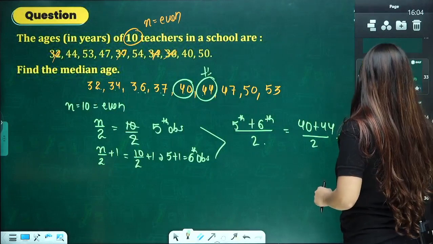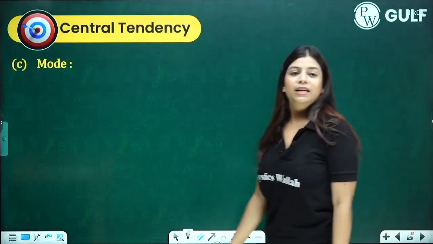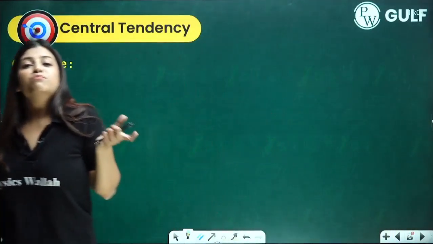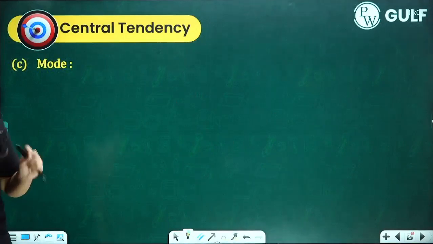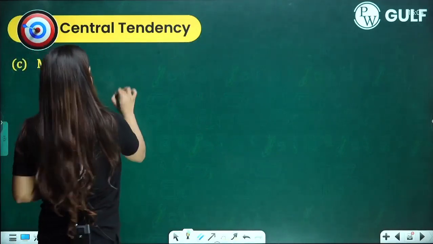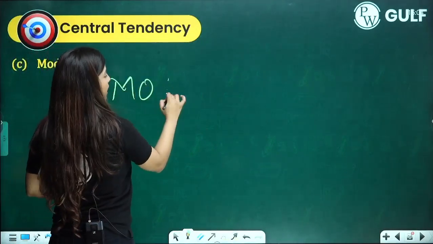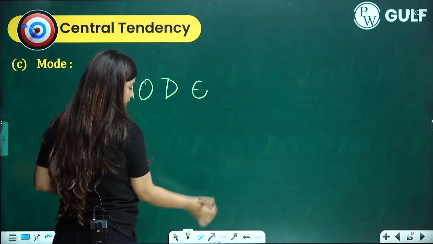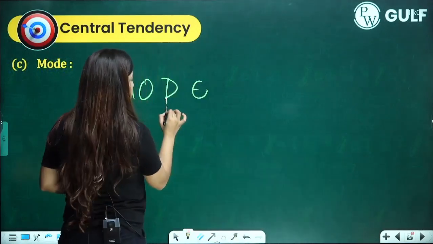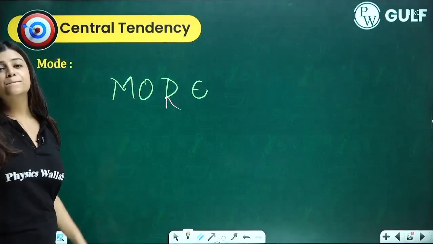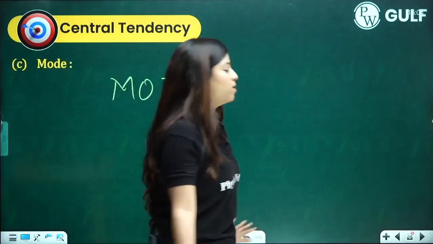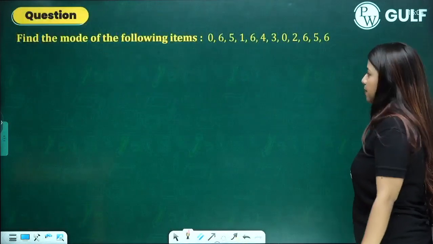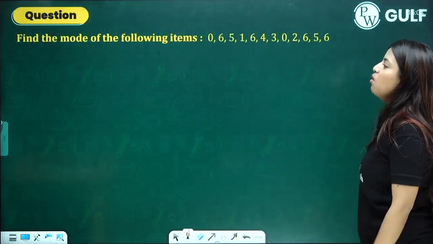Alright, let's see mode now. What does mode mean? The number which is coming more number of times is the mode, as simple as that. Mode is mode, right? The number which is coming more number of times is the mode for the data. In this data, what is the mode?